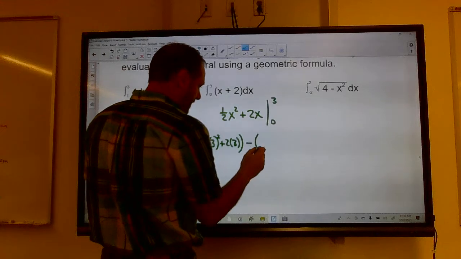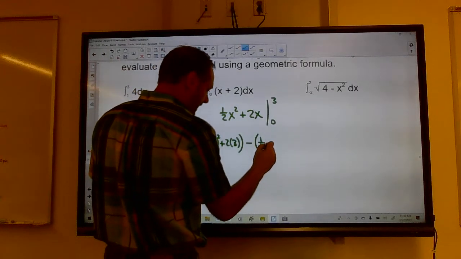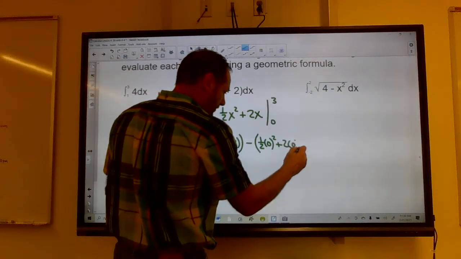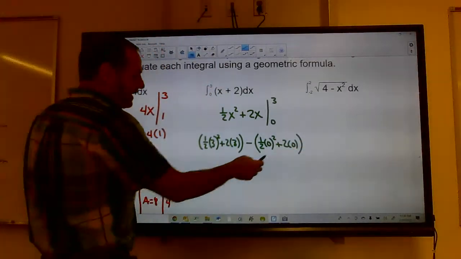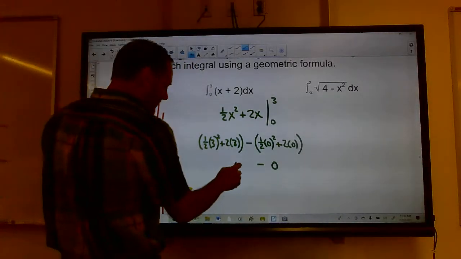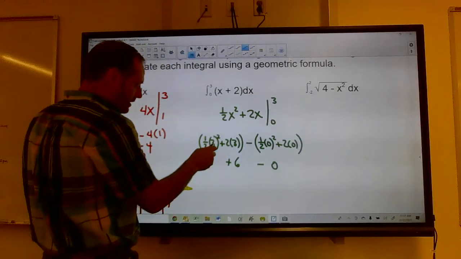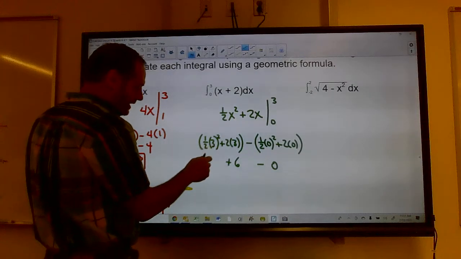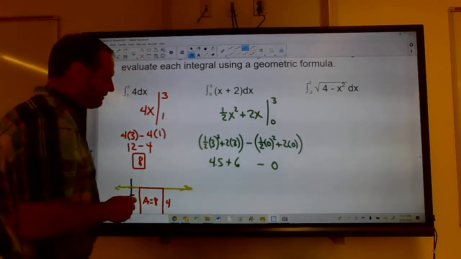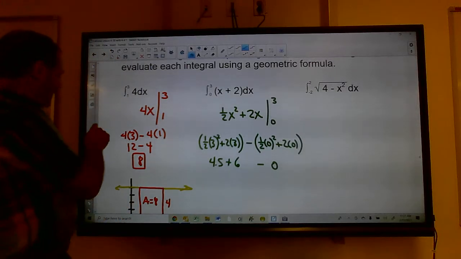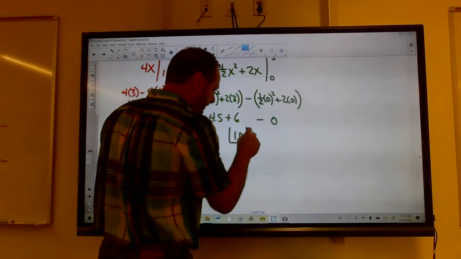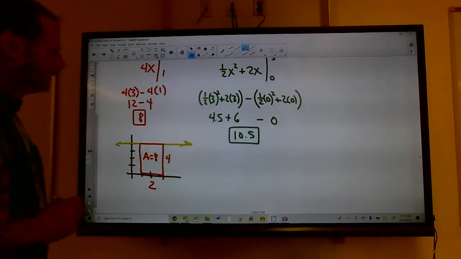minus, now I'm going to plug in 0, so I'm going to get 1/2 of 0 squared plus 2 times 0. Okay, well obviously this is just 0 here. This is 6. And this is 9 halves, so that's 4.5. Okay, and then I just add that up and I get 10.5. There you go.